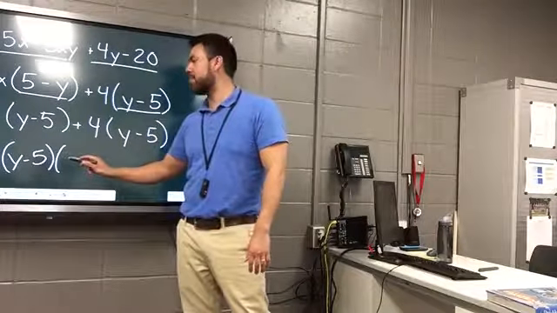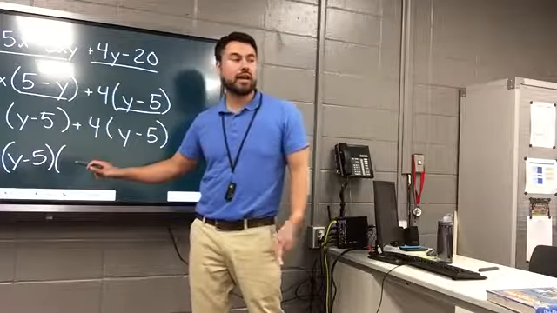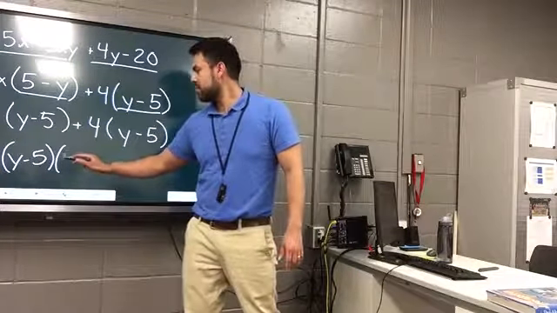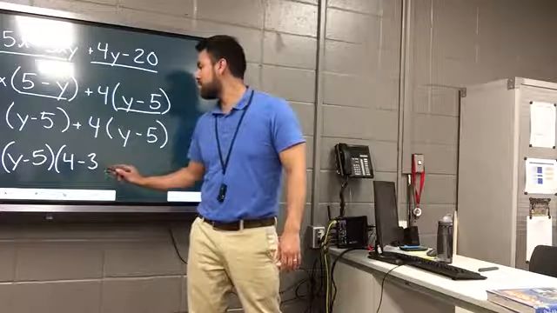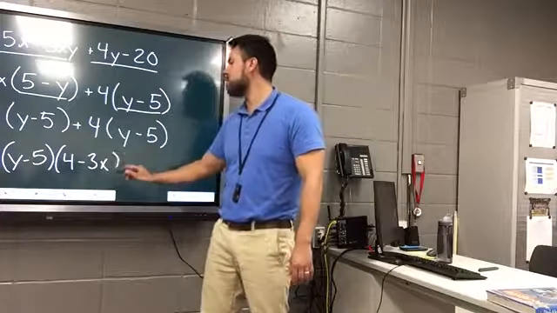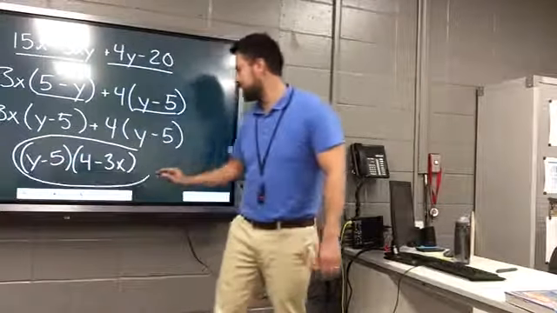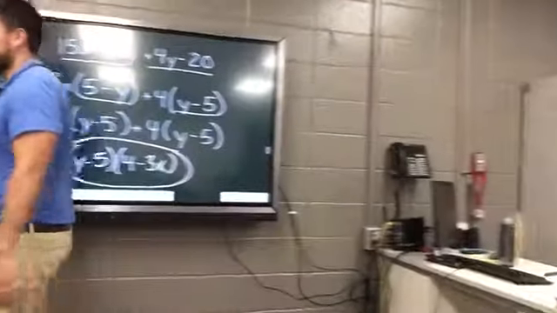How can I write the second part? I got y minus 5 times. How can you write it? You can say negative 3x plus 4 or 4 minus 3x. Either way is fine. They're both correct. That's your answer. So be careful.